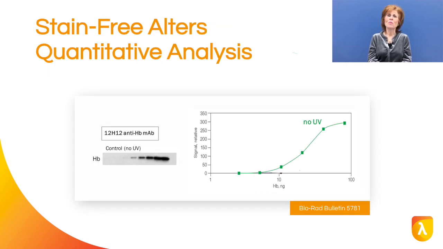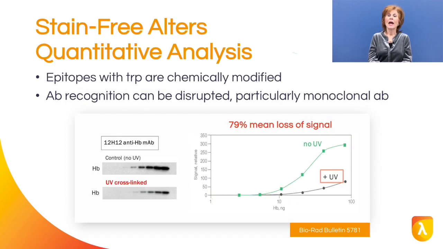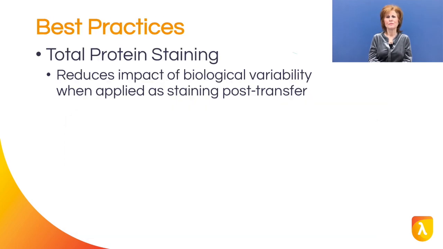Here is an example where Bio-Rad scientists show how stain-free labeling can affect quantitative analysis if an epitope contains a TRP residue. Before UV cross-linking on the control blot, the green line shows an increasing signal as higher amounts of hemoglobin are loaded. However, when the blot is subjected to UV cross-linking, the antibody binding is disrupted and the black line demonstrates a dramatic reduction in signal.